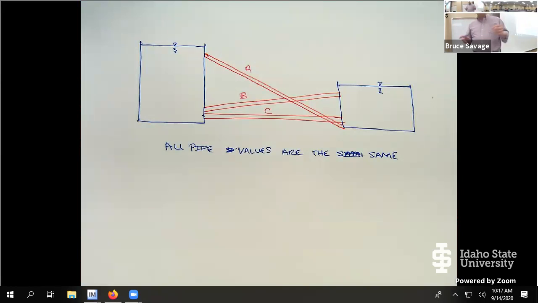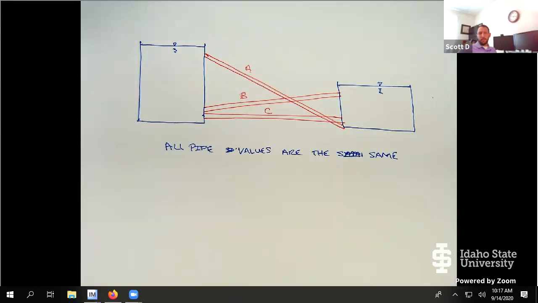But that's not the concept I want to test you on here. I'm asking you which one has the highest flow rate. That's what I want to test you on right now. Which one of those has the highest flow rate? I would guess B. Okay, so we've got a vote for B. And why would you say B? What's your logic for B?